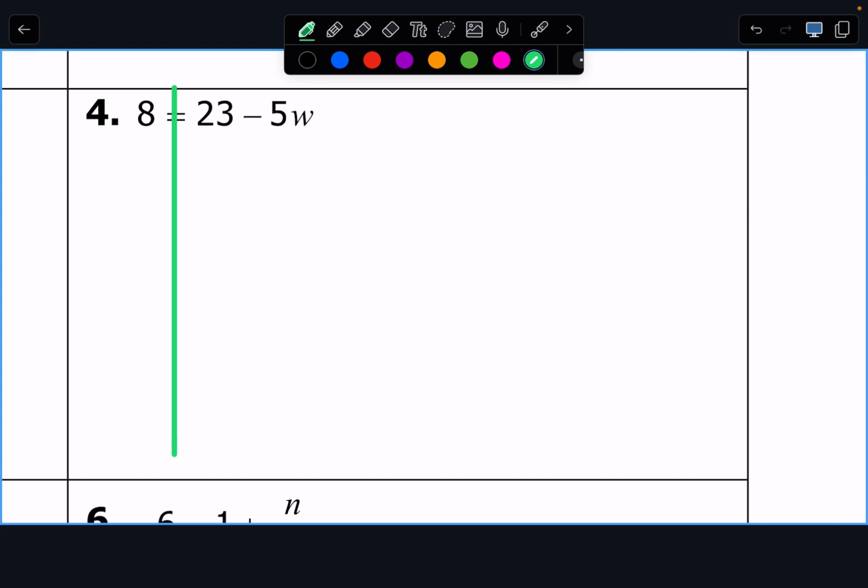Okay. So not only is our variable over here on the right side, but what else is kind of strange about this? How are we going to take 23 away?